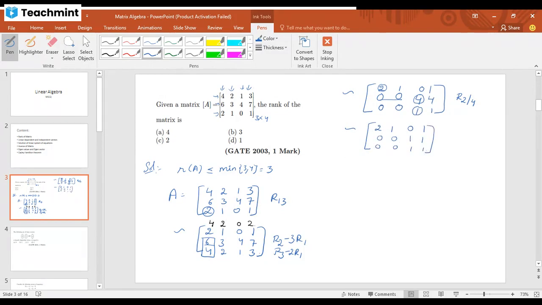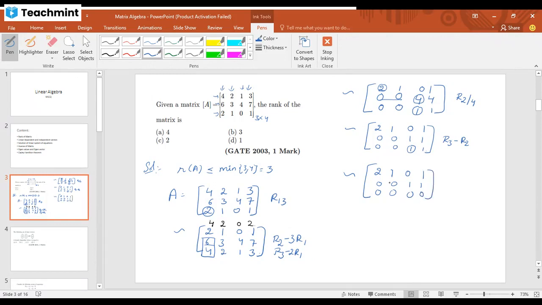Now we can apply the operation. Now to make this entry 0, we can apply the operation R3 minus R2. So if we apply this operation, then we get 2 1 0 1 0 0 1 1 0 0. Now 1 minus 1 is 0. 1 minus 1 is again 0.